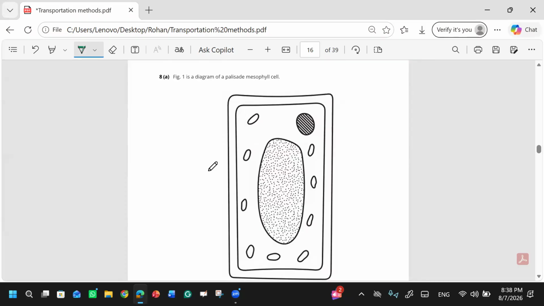This is a palisade mesophyll cell, right? Isn't it similar to the other cell? This one is the vacuole. These are the chloroplasts, and that's the nucleus, the black one. You know everything. And then there is the cell membrane. I thought it was going to be different. No, this is the same.